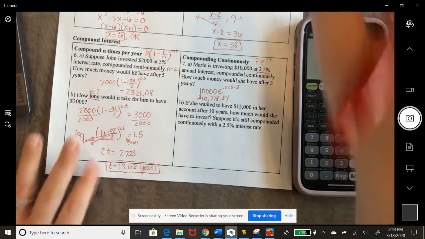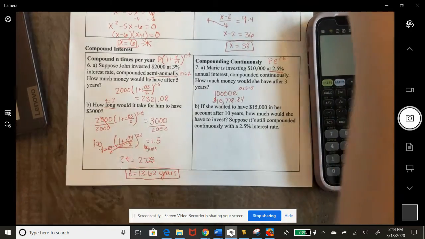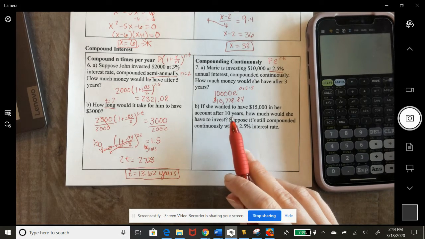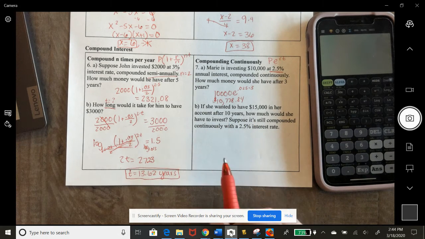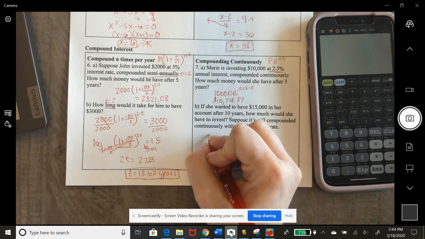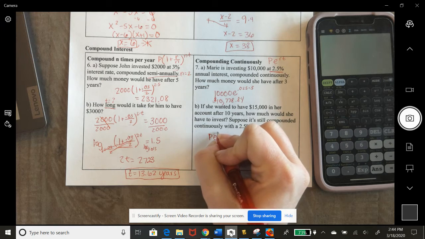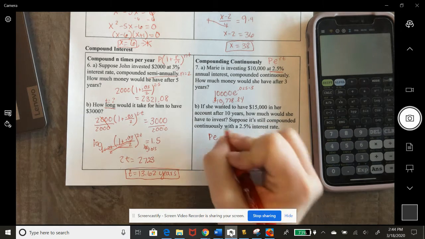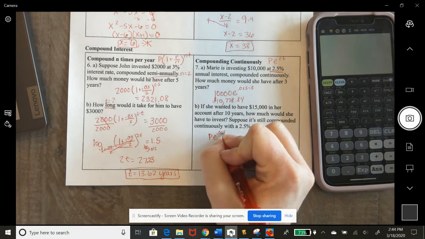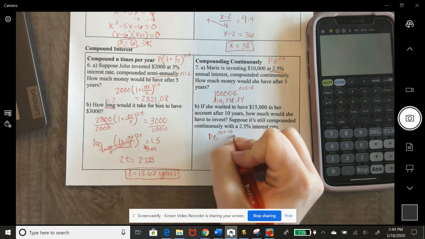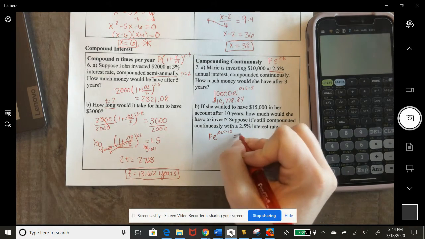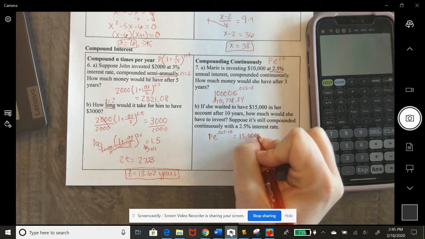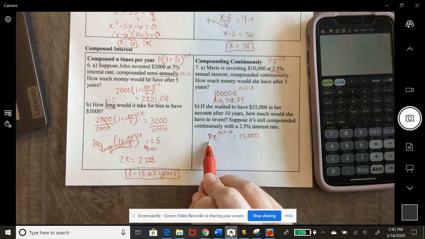All right, and then letter B. If she wanted to have $15,000 in her account after 10 years, how much would she have to invest? Suppose it's still compounded continuously with a 2.5% interest rate. So now we are solving for our initial value. Our interest rate is still the same. We're going 10 years, and we want to end up with $15,000. So we have to solve for P.